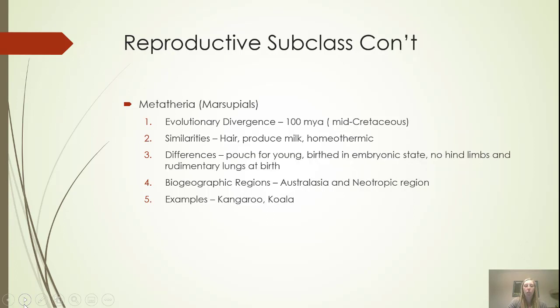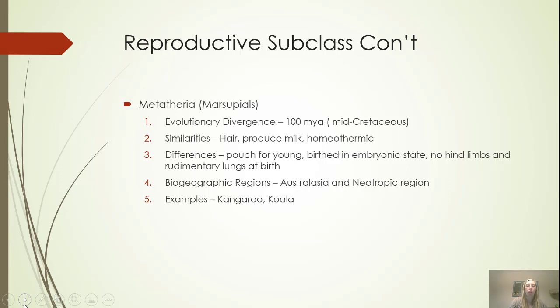Next is the marsupials. The marsupials diverged about 100 million years ago in the mid-Cretaceous period. They share the same similarities: hair, milk production, homeothermic. Differences with them, they have a pouch structure where their young mature after they're birthed. The young are birthed in a more embryonic state. They don't have hind limbs, they have very rudimentary lungs. There are some senses that are quite developed when they're born, but the young are birthed, then they reside within the pouch for a period of time.